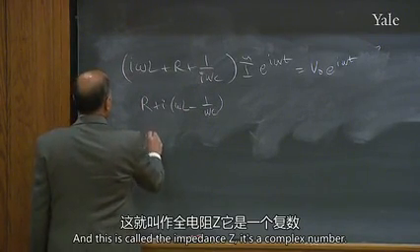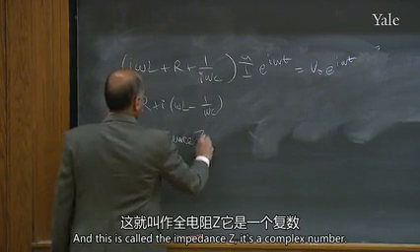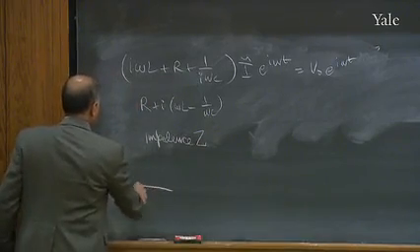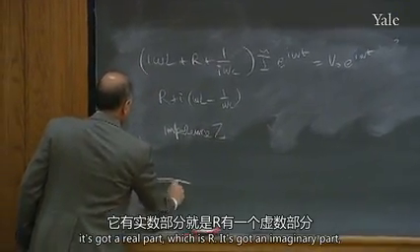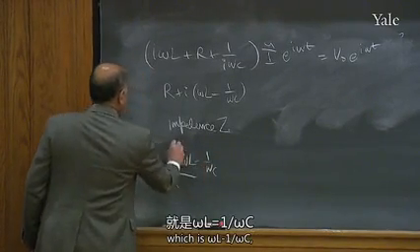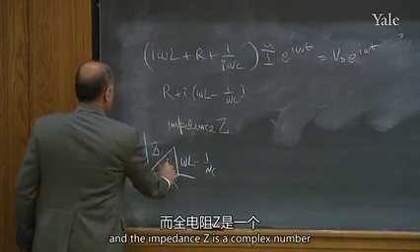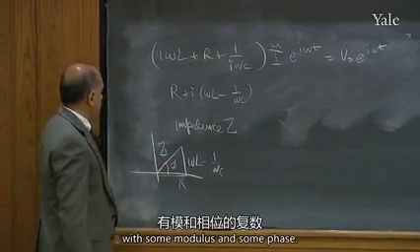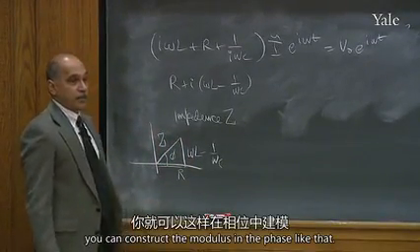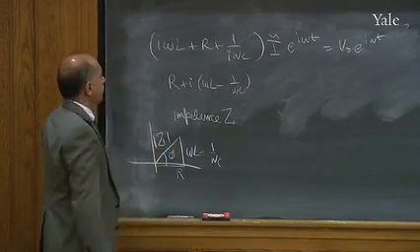And this is called the impedance, Z. It's a complex number. You can visualize the complex number as follows. It's got a real part, which is R, and an imaginary part, which is omega L minus 1 over omega C, and the impedance Z is a complex number with some modulus and some phase. If you know the real and imaginary parts, you can construct the modulus and the phase like that. This is the modulus of Z.